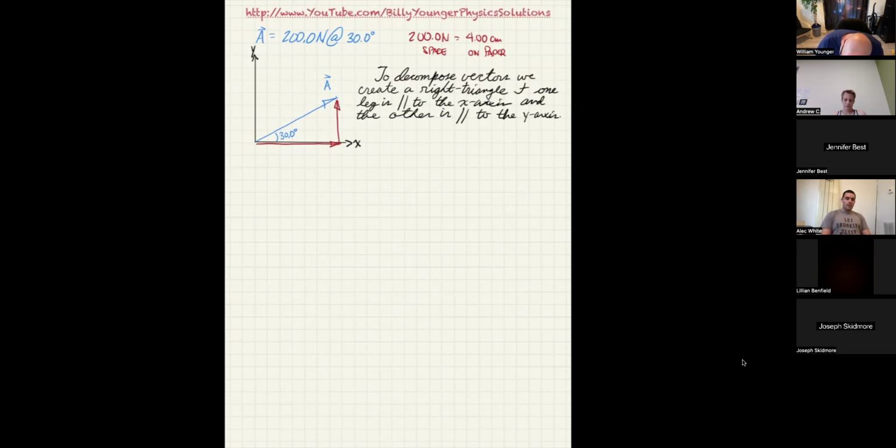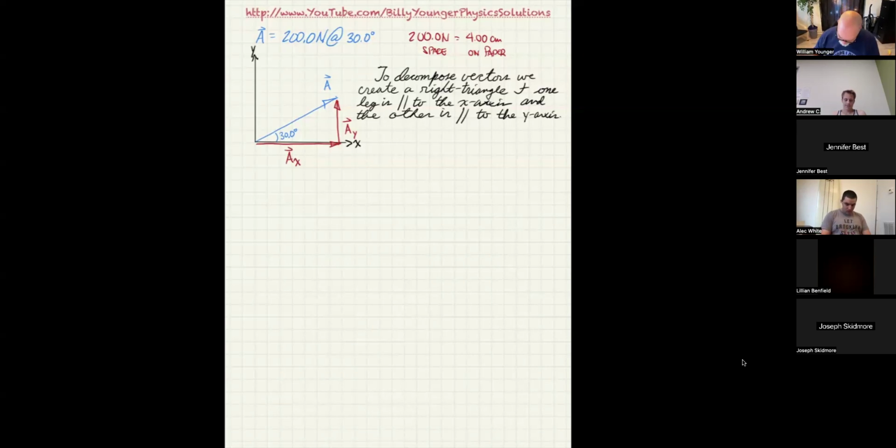So this vector right here is called a sub y, and this vector down here is called a sub x. And notice it is a vector, so I have to actually write a vector symbol over top of it so that everybody knows it is a vector.